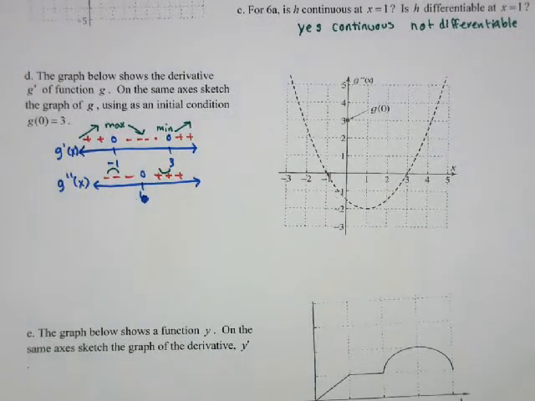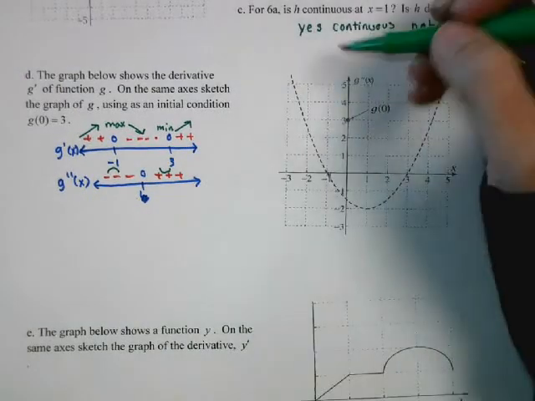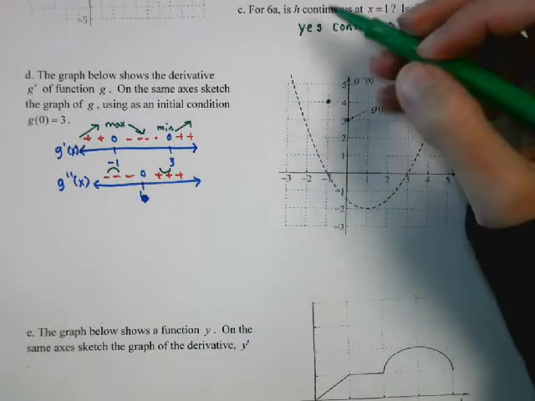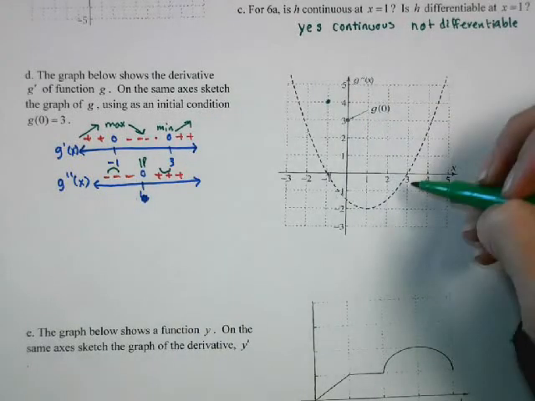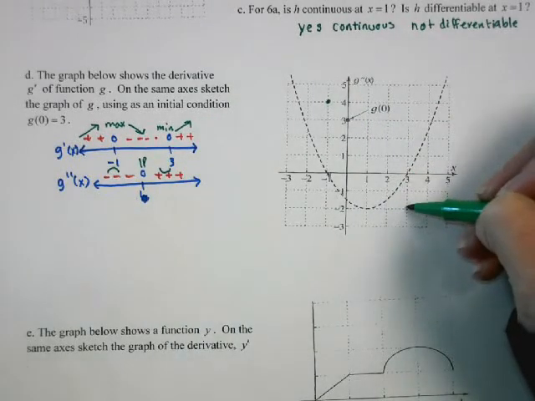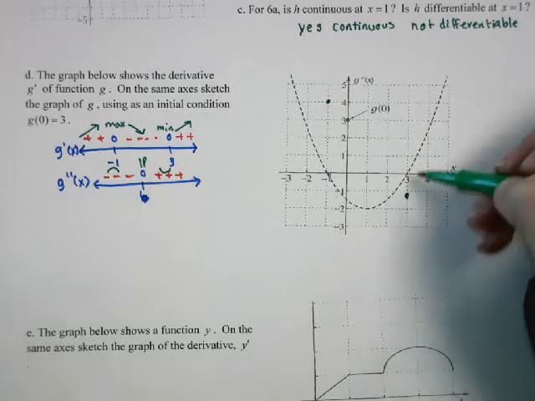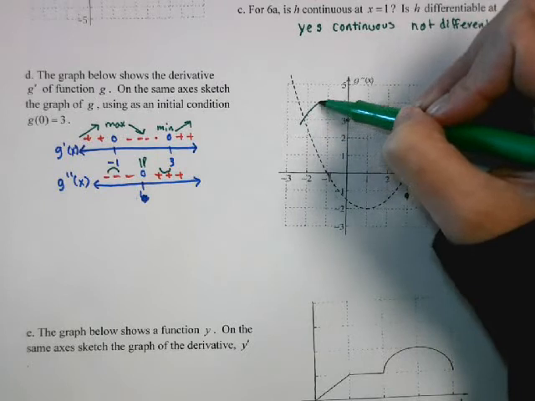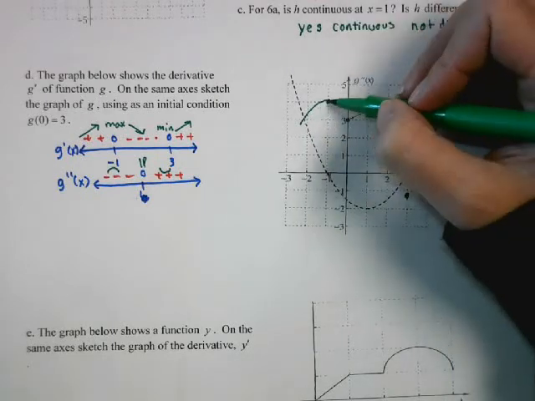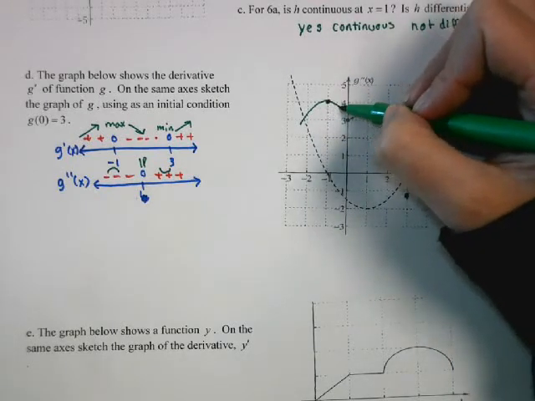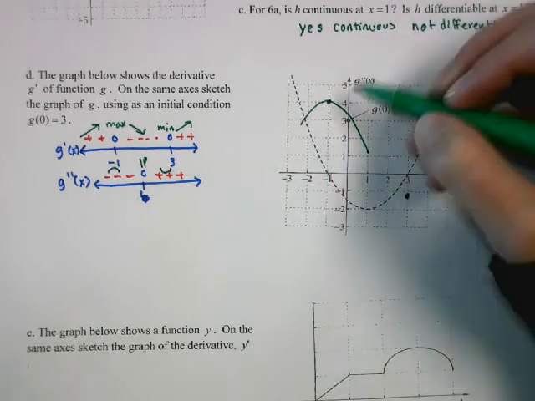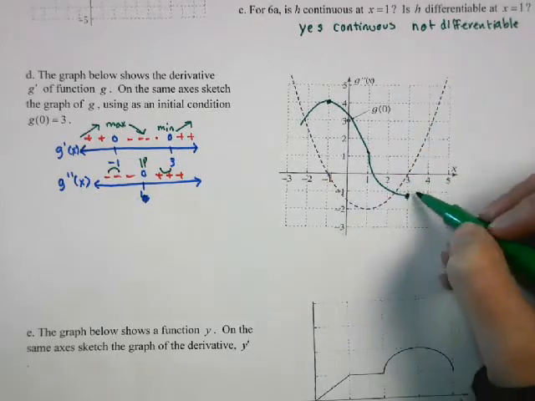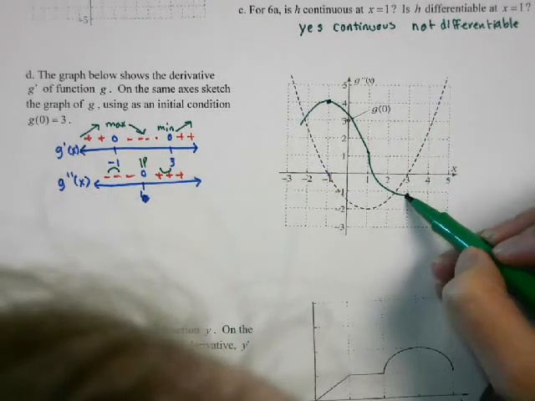So we have a maximum at -1. So I'm just going to put a dot up here. And we have an IP here. We have a minimum at 3. Let's put a dot somewhere there. So our graph is increasing concave down, then it is decreasing concave down. At 1, it switches to concave up. At 3, it starts to increase.